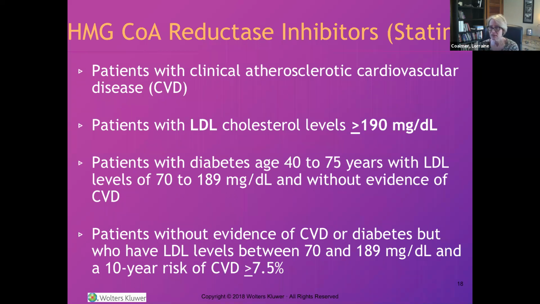Patients with diabetes, age 40 to 75 with LDL levels without evidence of cardiovascular disease. And patients whose LDLs are between 70 and 189, they have a 10-year risk of coronary vascular disease. So it's really important. Really important that we take care of this atherosclerotic cardiovascular disease. Atherosclerotic, not attic, cardiovascular disease. So the statins are a great drug, but lots of side effects.